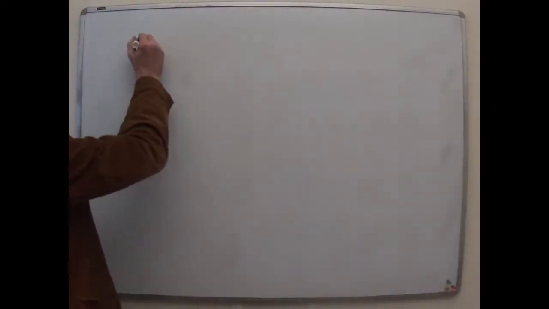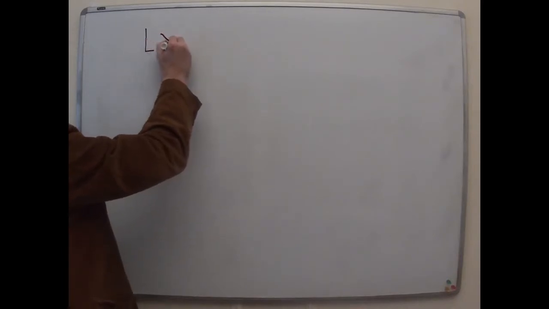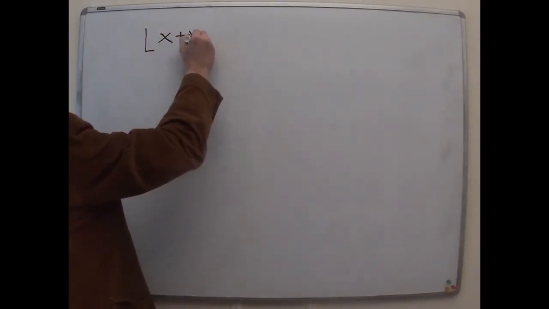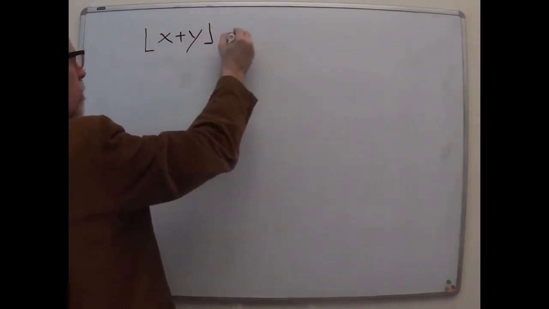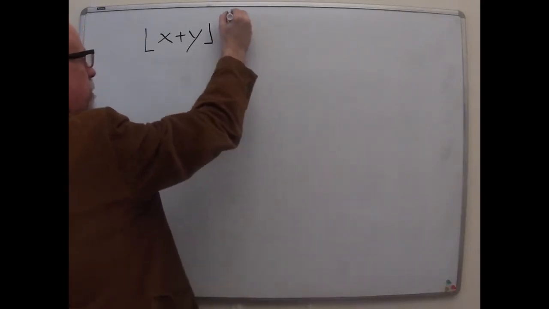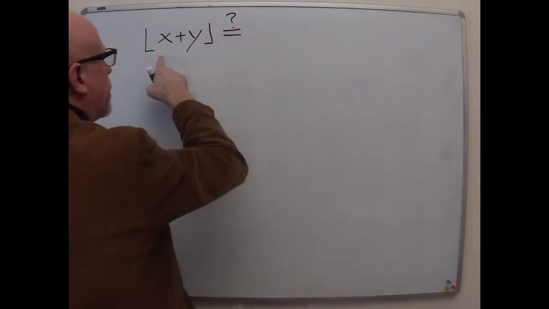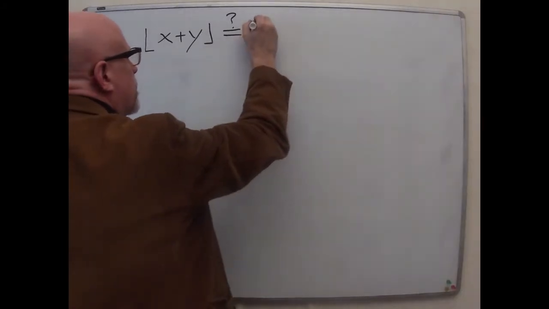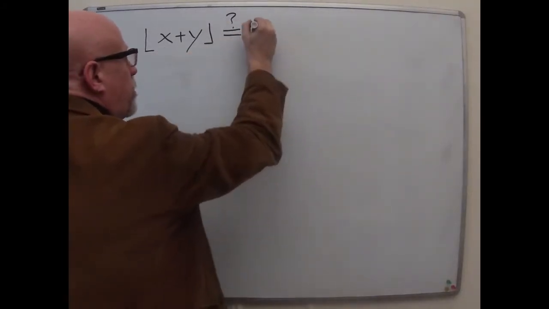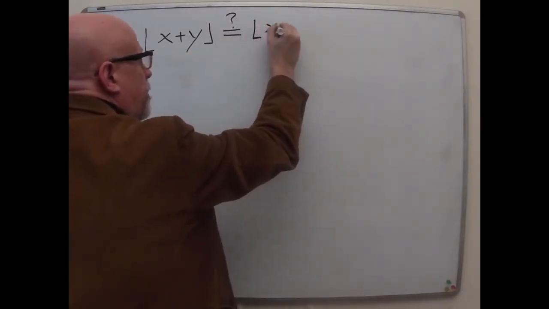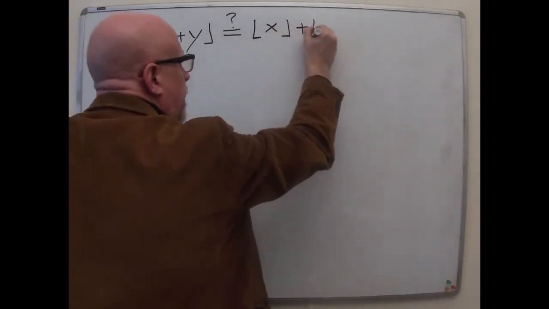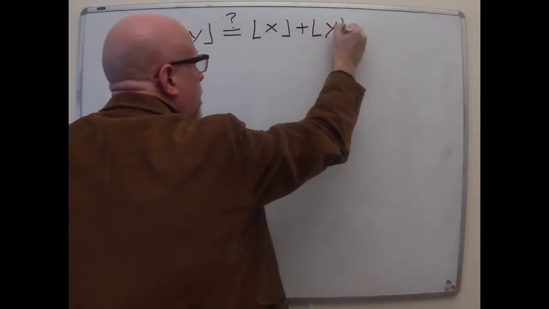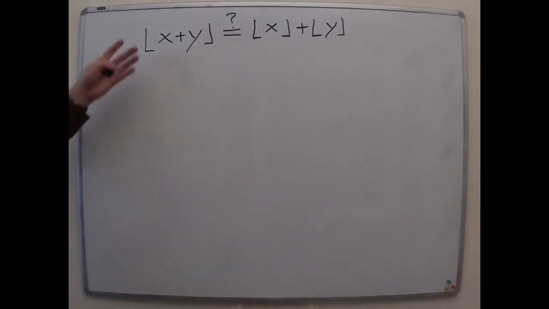Suppose I looked at the floor of a sum of two things. Would you say that this makes sense? I'm asking a question, really. That if I have the floor of two guys rounding down the sum, basically, I could round down each of them separately and add those two things up. In other words, can we sort of distribute this floor across a sum? What do you think about that?